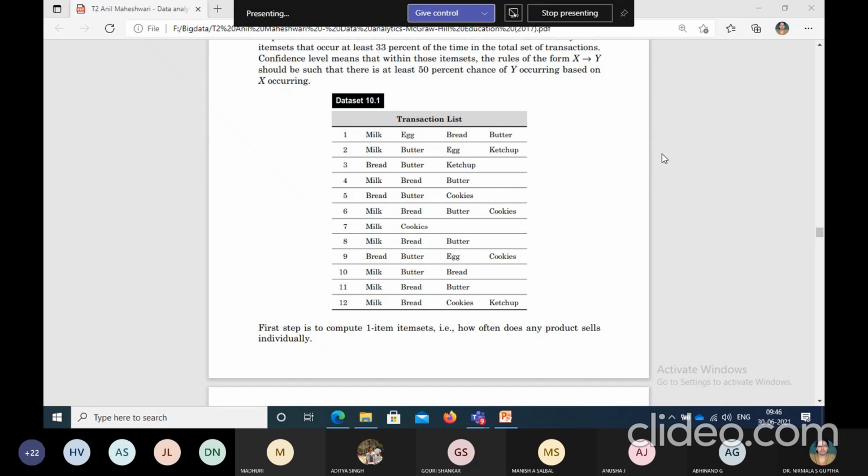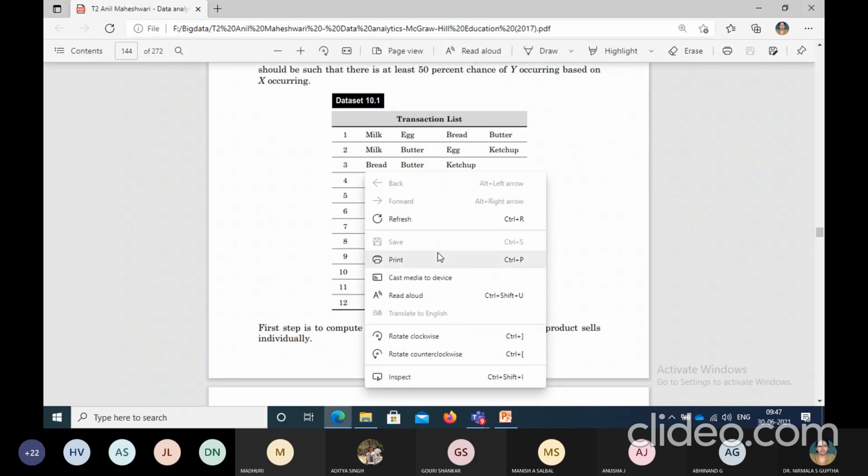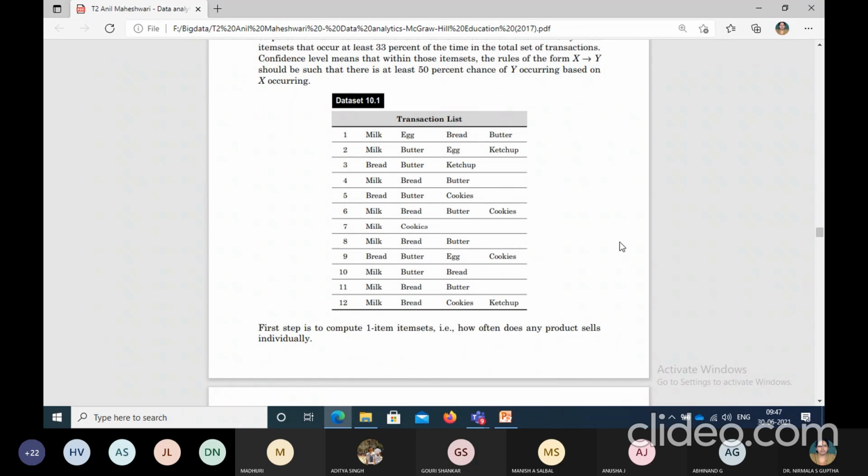Yes or no? Yes, ma'am. Only one is answering. What about the others? So what is the first step we are supposed to do? We need to start from one item as an item set. That is the first step: we need to compute one item as an item set. Now how are we going to compute it? Anyone can think of it. We are only interested in deriving the one item set, that is, how often any product sells individually.